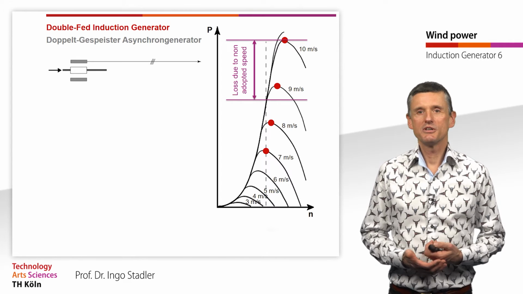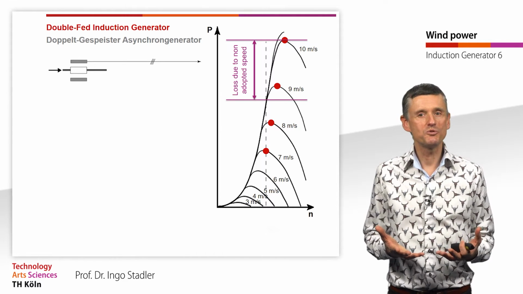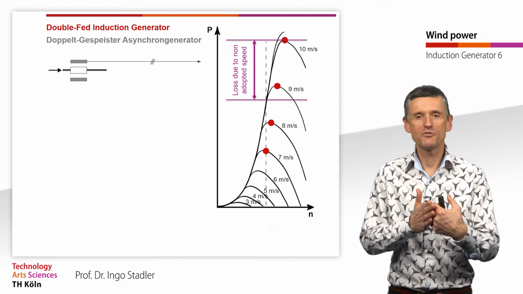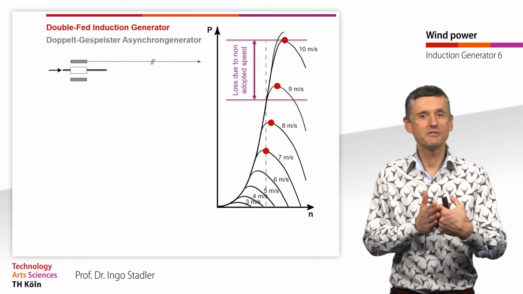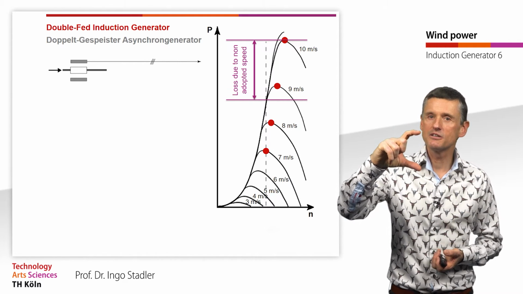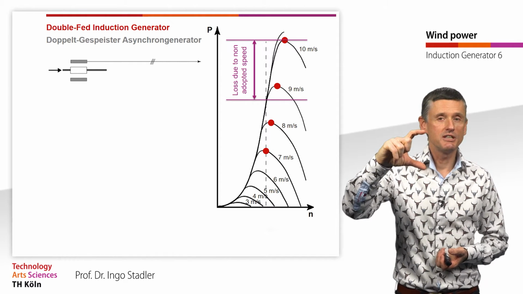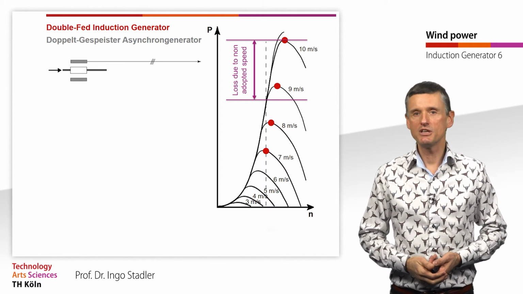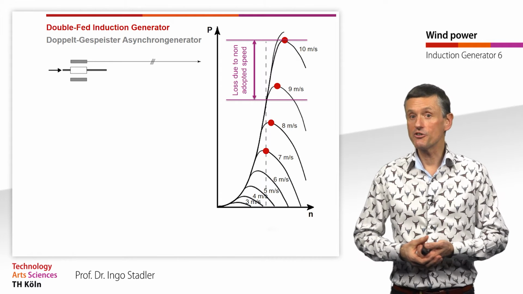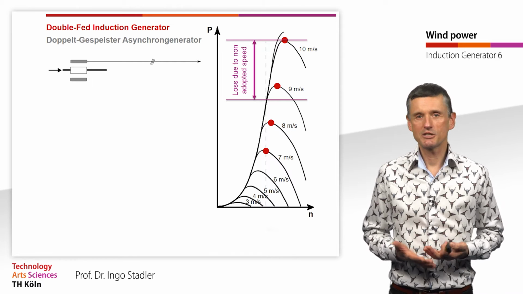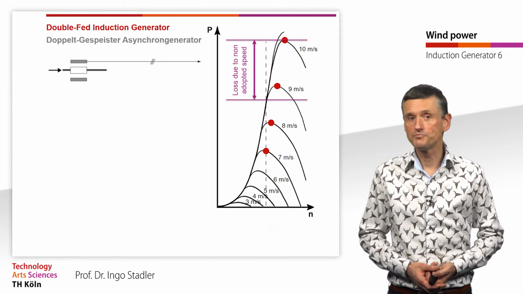So to explain that more, what we lose when we operate with a fixed speed, we see here: when we have a fixed operation speed ideal for 7 meters per second, we lose that pink part of power that cannot be transmitted to the grid when we are not using a variable concept. And that is what our double fed induction generator should do.